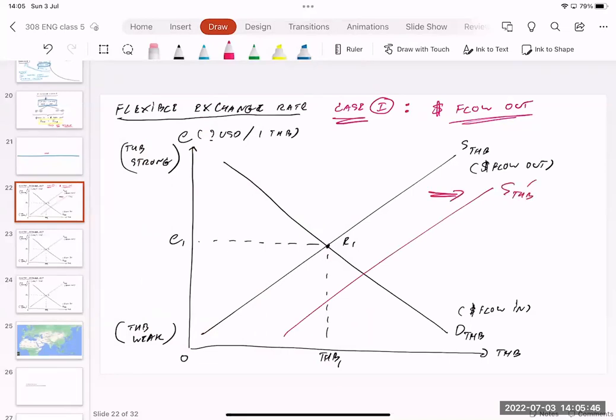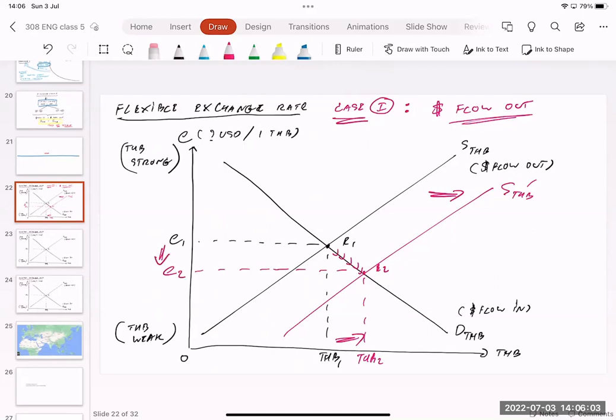When supply for Thai baht shifts to the right, the equilibrium point changes from E1 to E2. The number of Thai baht in the economy increases from THB1 to THB2. And then in the end, the nominal exchange rate goes down.